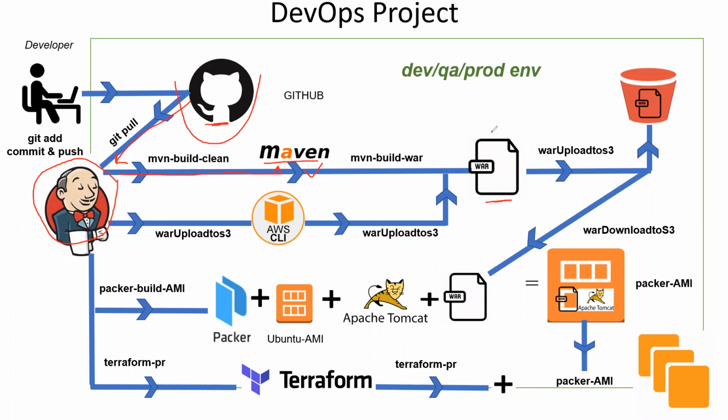As soon as the WAR package is generated, we definitely need a storage to store it. Why? Because if you run Jenkins, Jenkins will build the artifact, but that artifact will remain in the same location. So we need something like a storage, like S3, which we will use.